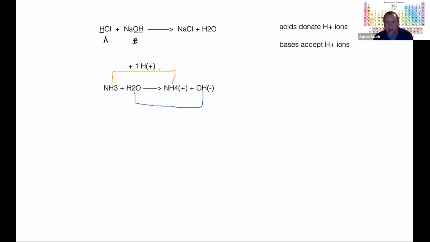On the flip side, to go from water to hydroxide, I had to lose an H plus. If I add H plus to hydroxide, I would get water. So under these definitions and following this kind of logic, the acid in this particular reaction is my water, and ammonia in this particular case is my base.